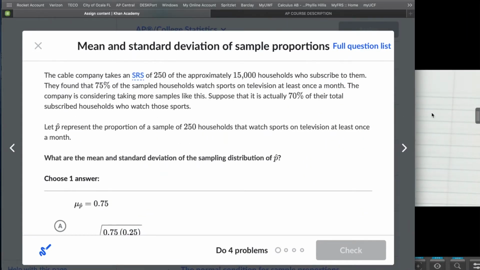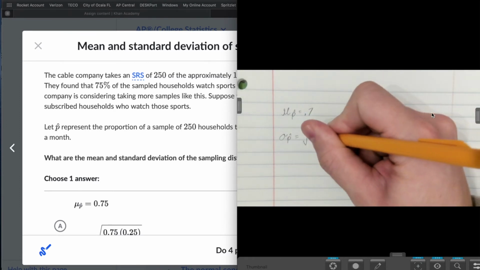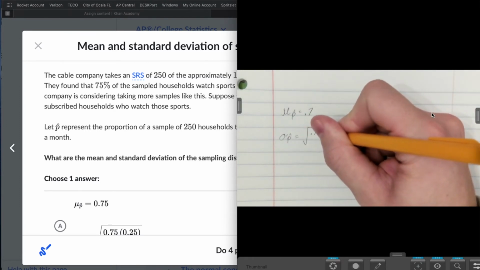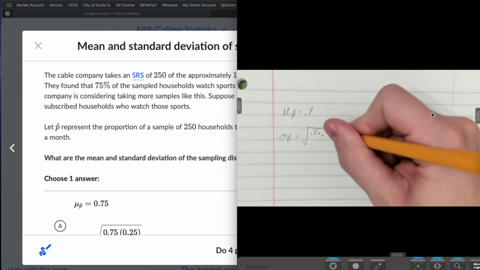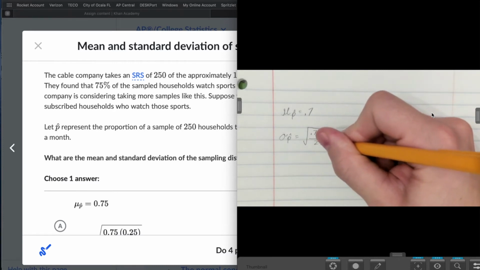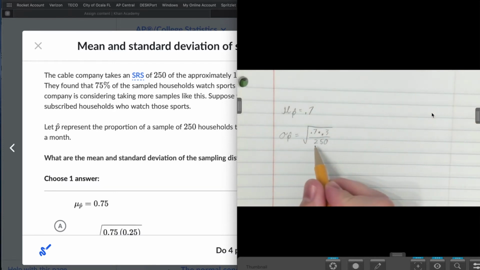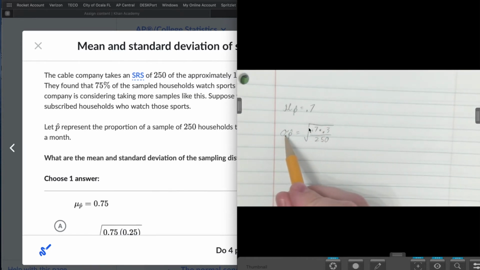Let's see here, we sampled 250, so the standard deviation is going to be the square root of, again, the true proportion of successes times 1 minus p, so the opposite of 0.7, which is 0.3, divided by our sample size. Because again, sample size can help control variability. So that is the standard deviation of all similar groupings of 250 people out of 15,000. You would expect their standard deviation to be about this much.